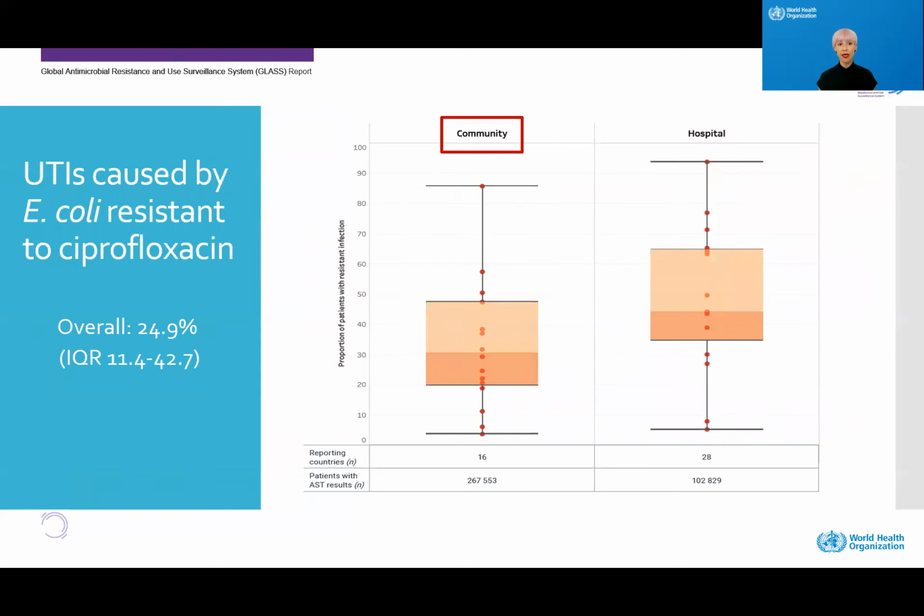Equally disturbing is the finding of high rates of resistance in community origin infection, for urinary tract infection caused by Enterobacterales. I only put E. coli, but we have the same picture for Klebsiella pneumoniae. And here you can see the graph for resistance to ciprofloxacin, which should not be used as a first-line treatment, and still it's quite high in the community with an overall median rate of resistance of 25%.